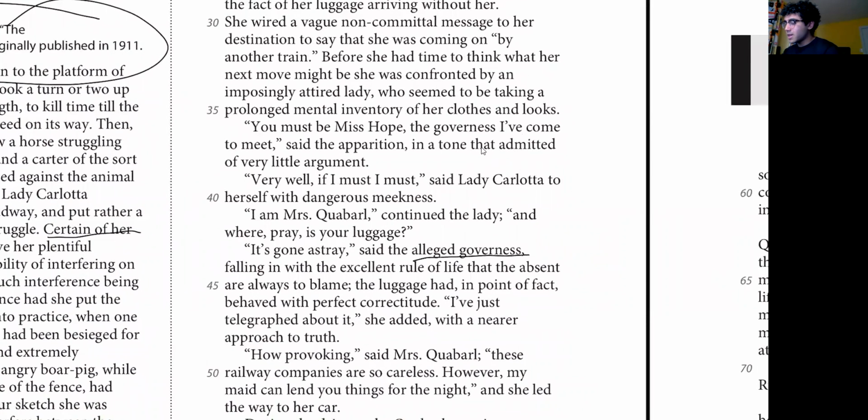So the alleged governess is referring back to Lady Carlotta, right? Alleged means supposedly, right? Like it's not necessarily true. It might be true, but alleged governess. So it's saying she's not actually the governess.